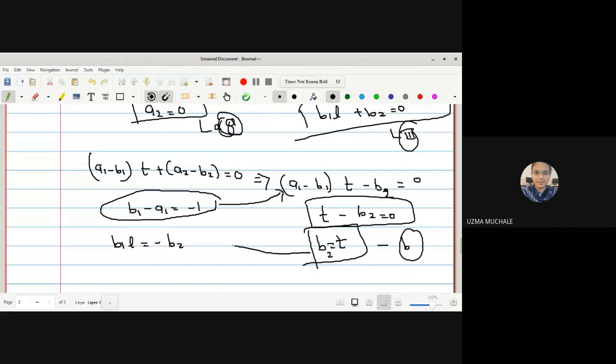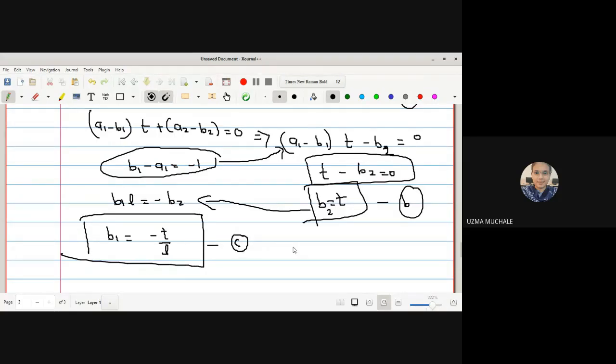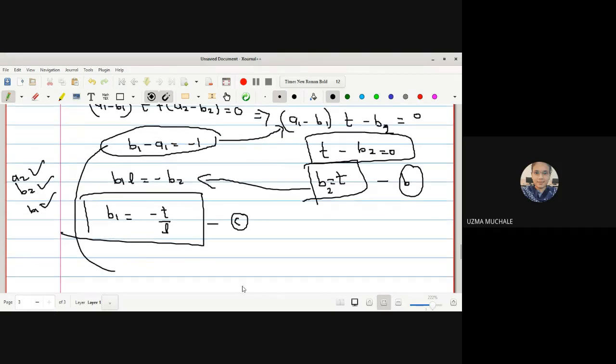Now if I have the value of B2, I can substitute in this equation and we get the value of B1 as B1 is equal to minus T upon L. And hence we got the third equation. We can say it is equation C. So how many values did we get? The value of A2 we have got. Value of B2 we got. B1 also we got. So we are remaining with finding the value of A1, which we can find out from this equation. Okay. What is the equation?